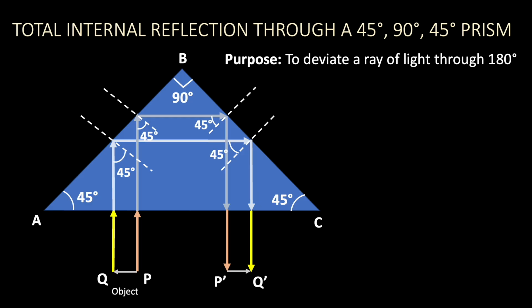So P'Q' is the image. So the ray of light has been deviated through 180 degrees using this right angled isosceles prism.